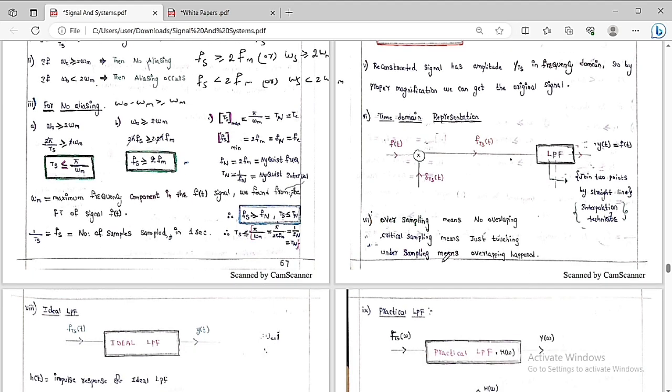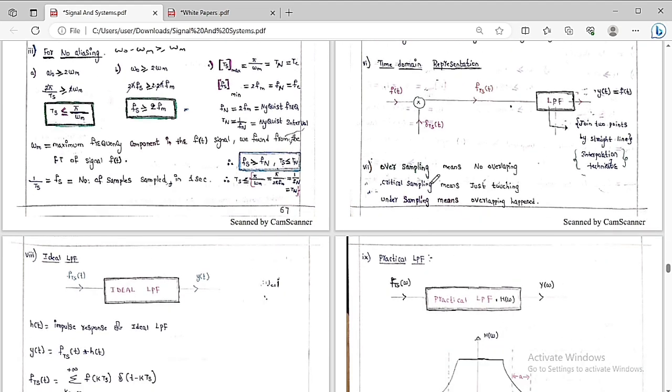So now the next point is: oversampling means no overlapping. Critical sampling means just touching. Undersampling means overlapping happens. So listen carefully. Oversampling means no overlapping, critical sampling means just touching, and undersampling means overlapping happens. This is a point you always have to keep in your mind.